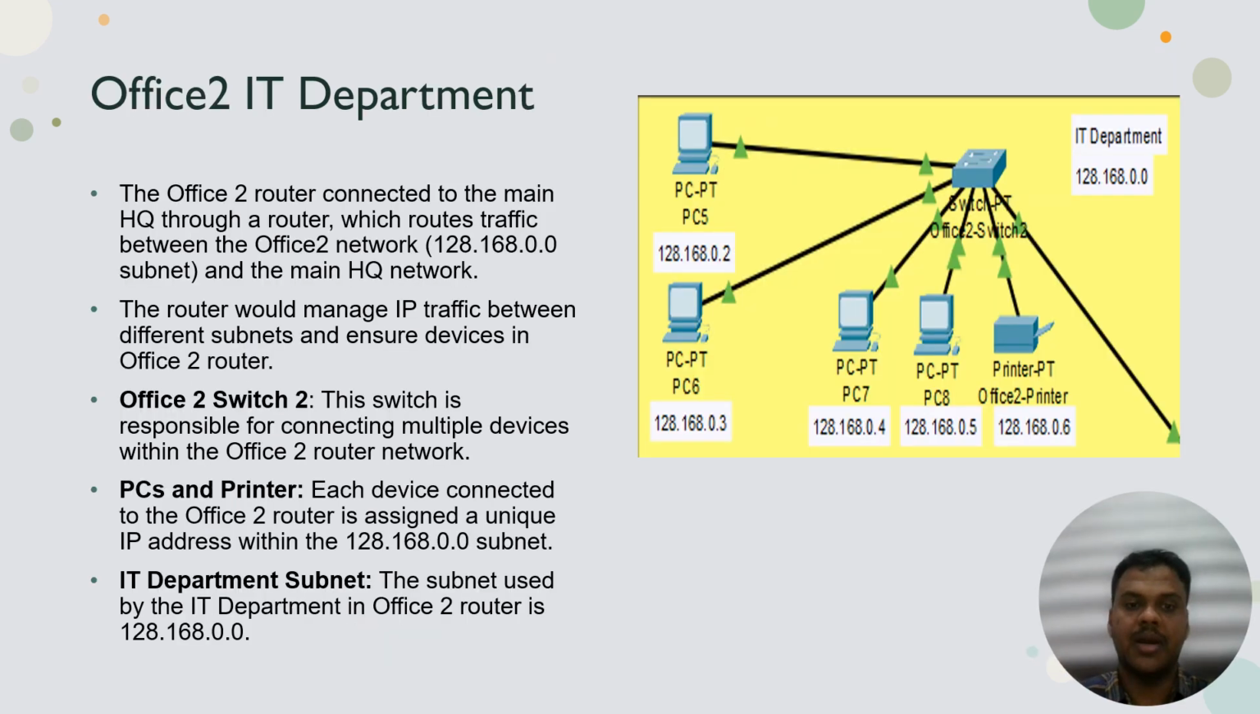For the IT department, the Office 2 router is connected to the main HQ router, which routes traffic between the Office 2 network, whose network IP address is the 128.168.0.0 subnet, and the main HQ network. The router will also manage IP traffic between two subnets and end devices in the Office 2 router.